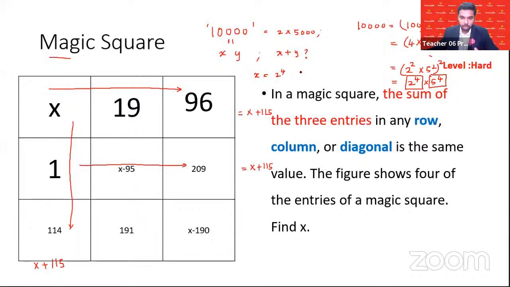So what is 2 to the power of 4? 2 multiplied 4 times, that is 16. Y is 5 to the power of 4, which is 5 multiplied 4 times. What is that? Or you can do 5 into 5 into 5 into 5. What is that? 625. So the numbers x and y are 16 and 625. So x plus y has to be what? The sum of that, which is 641.